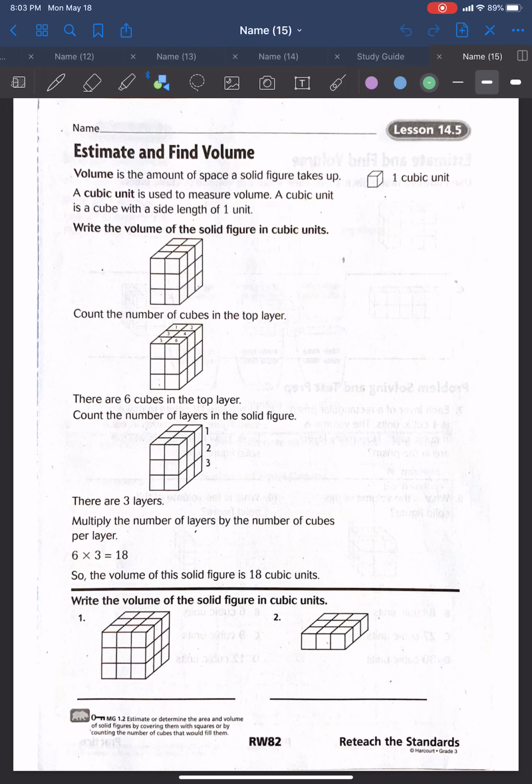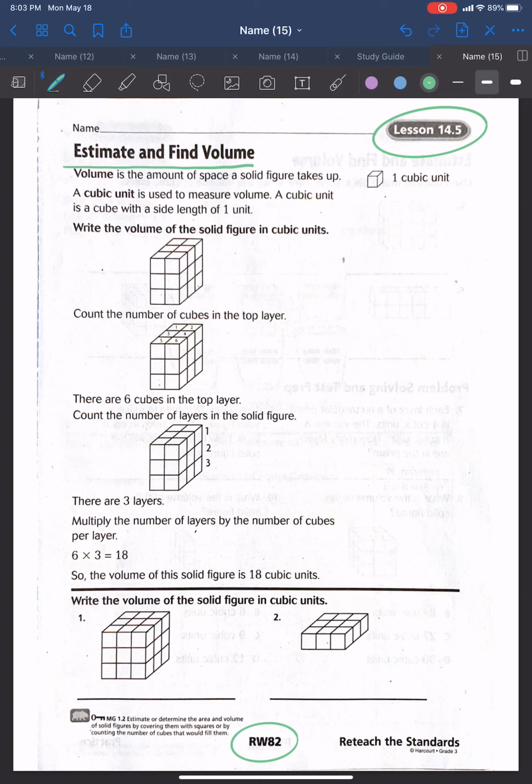Today we're going to look at lesson 14.5, which is RW82. If you do not have this page out in front of you, go ahead and find it, and when you're ready, press play. We're still talking about estimating to find volume.